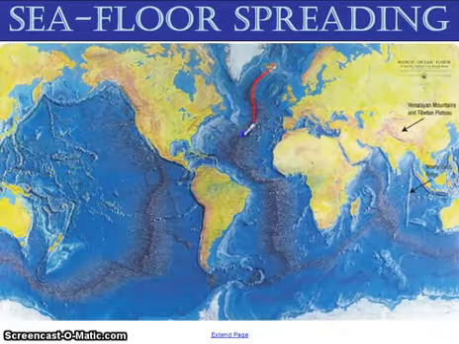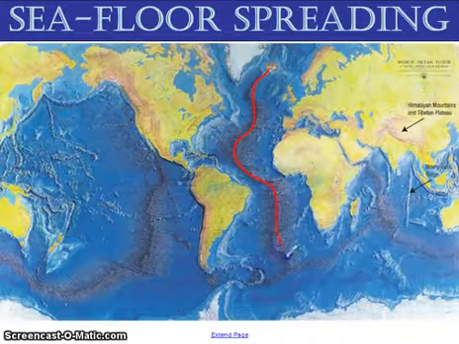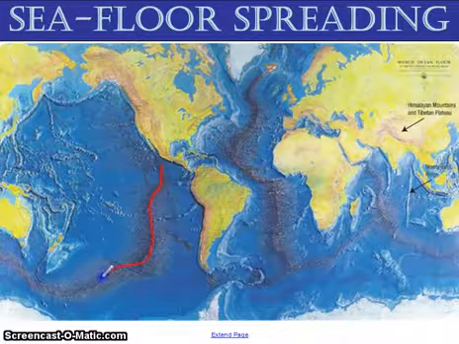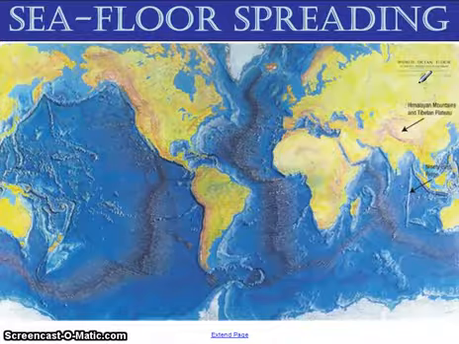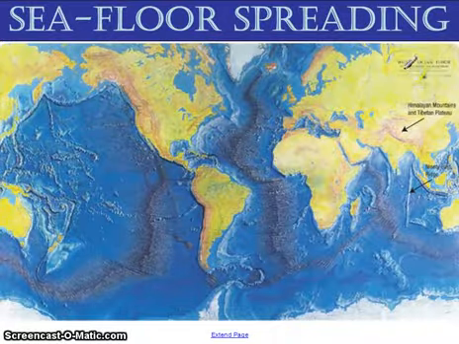Here along the mid-ocean ridge, this is the mid-Atlantic ridge. There are several other mid-ocean ridges on this map. They look kind of like scars on the surface of the planet. These mid-ocean ridges are the places where the new oceanic crust is created. It's being born, so to speak. That's where the process of seafloor spreading begins.